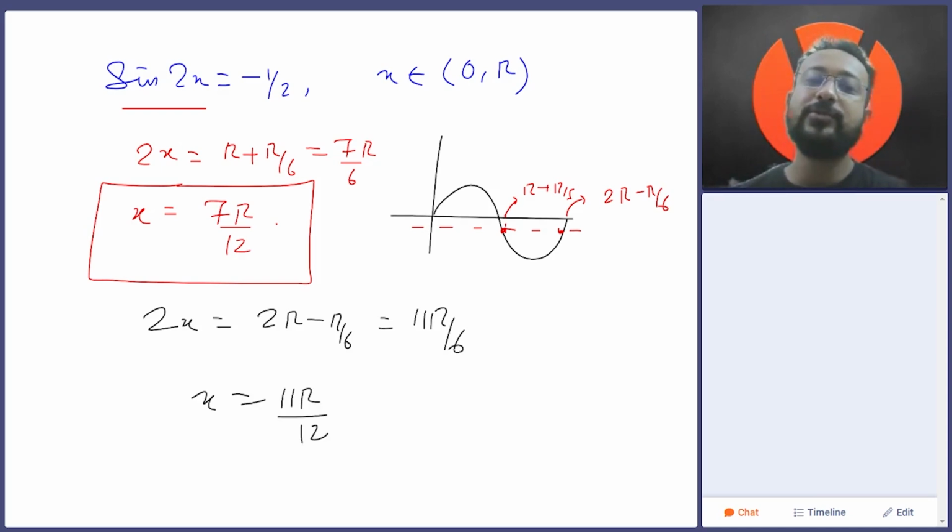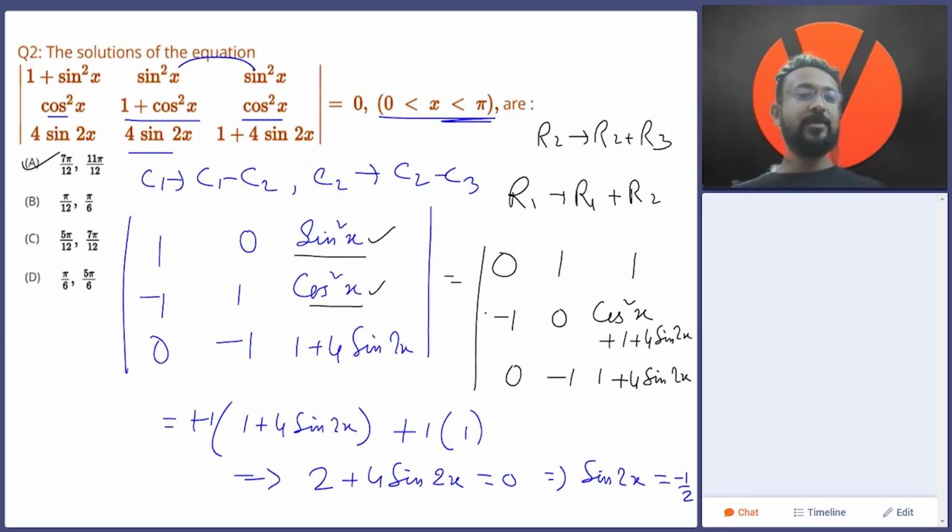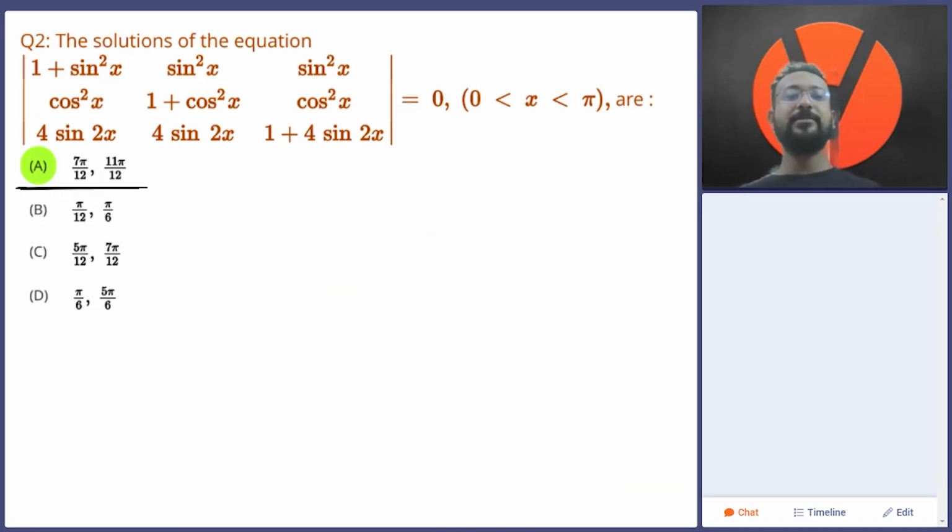So these are the two solutions which lie clearly between 0 to pi. Clear now, beta? Because 7 pi by 12 and 11 pi by 12 are definitely less than pi. Why? Because 12 pi by 12 will give me pi, correct? So my answer should be 7 pi by 12 and 11 pi by 12. Let's see. So yes, A is the correct answer.